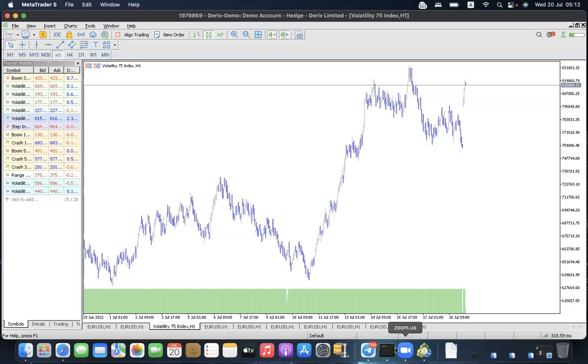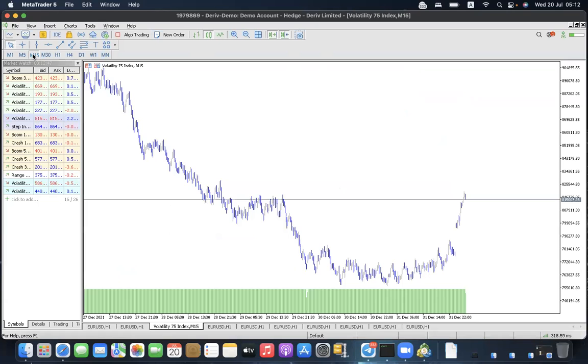I believe we can all see my MetaTrader. Can we all see my MetaTrader? Someone just type yes or no. Okay, I understand. We can see it. I can see yes is there.